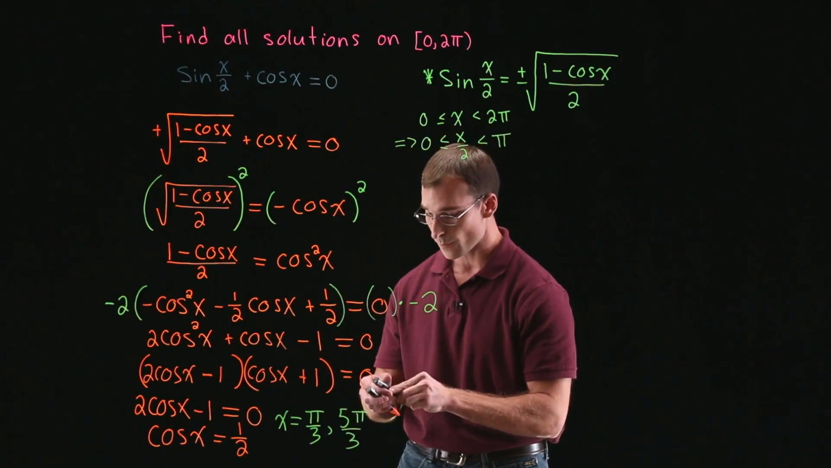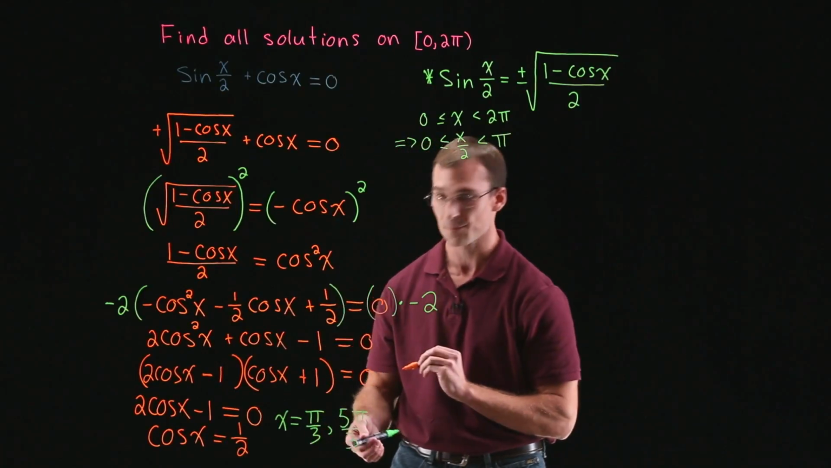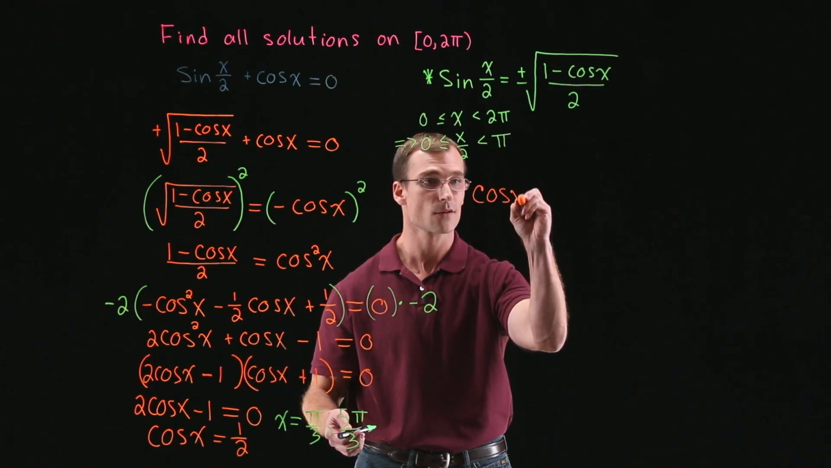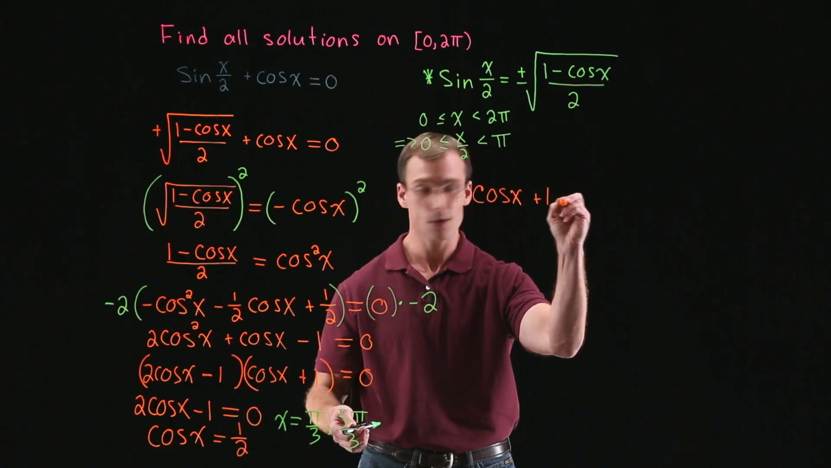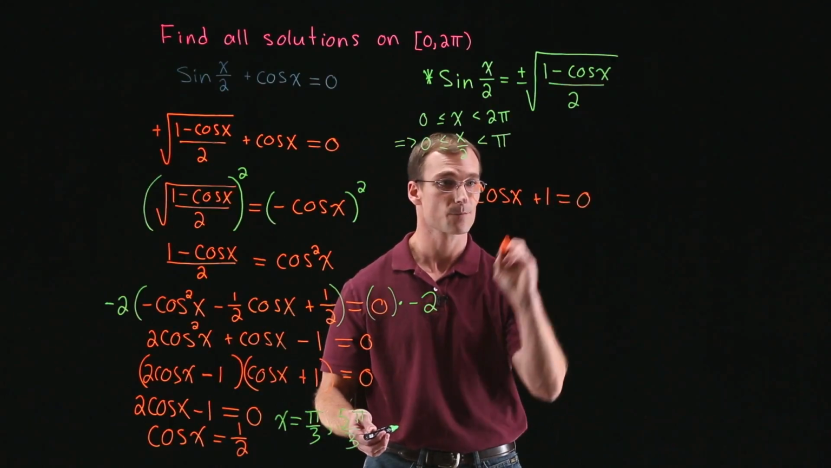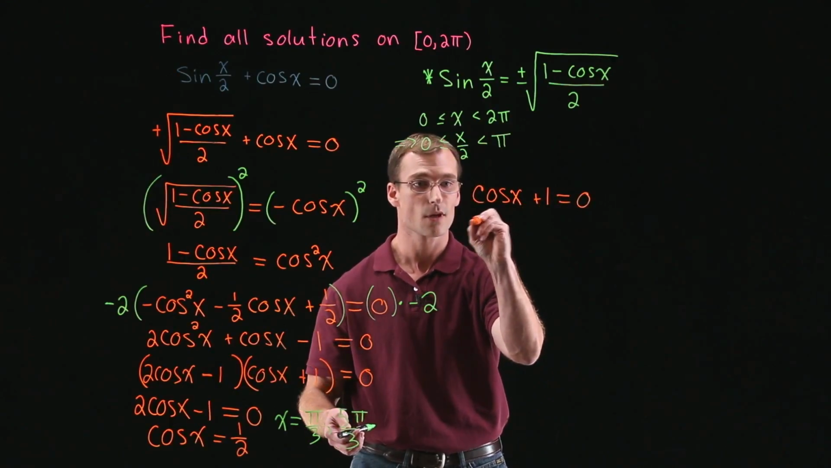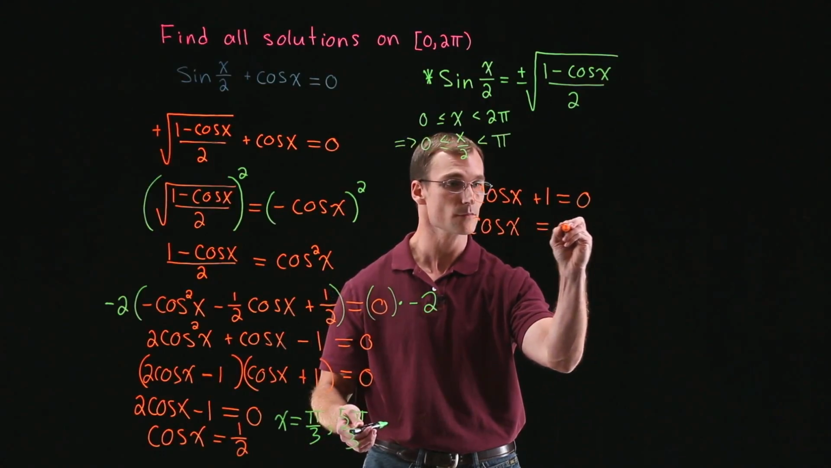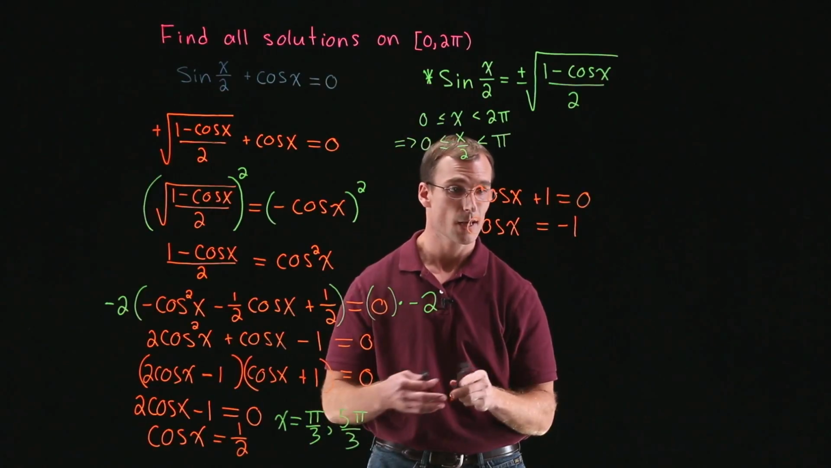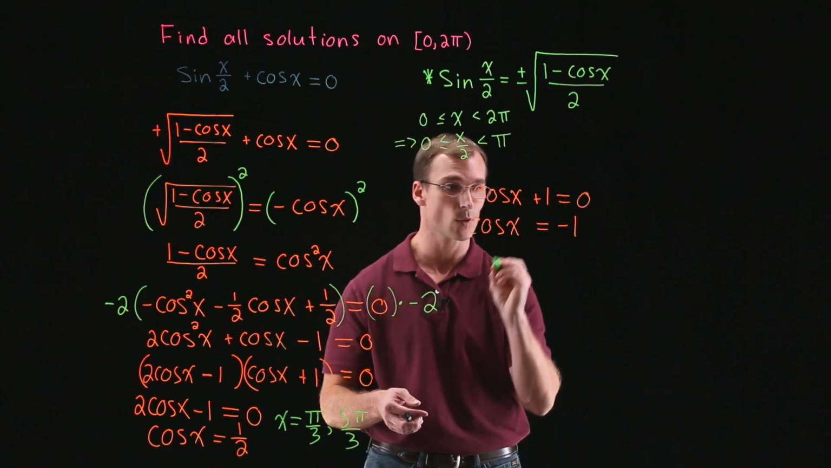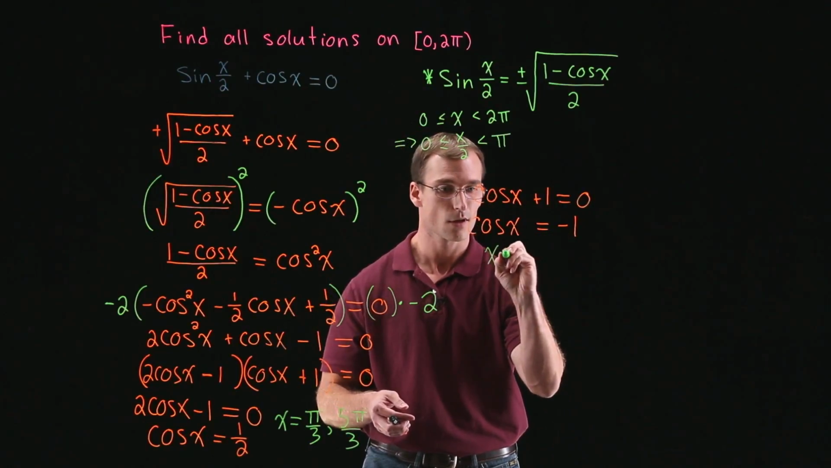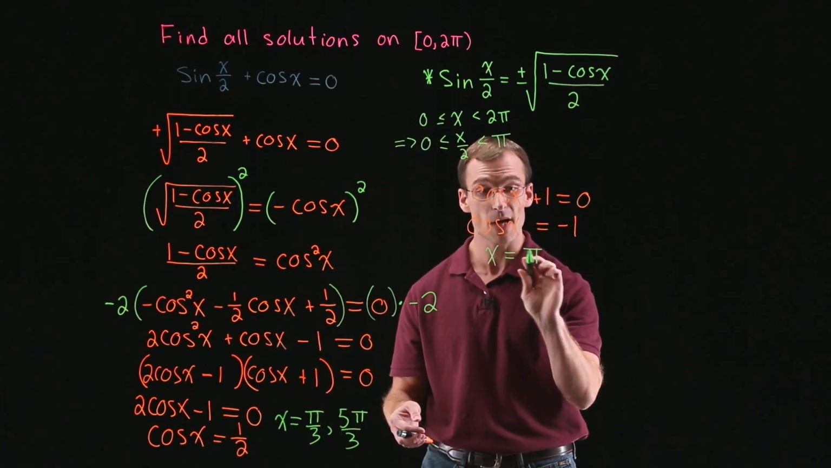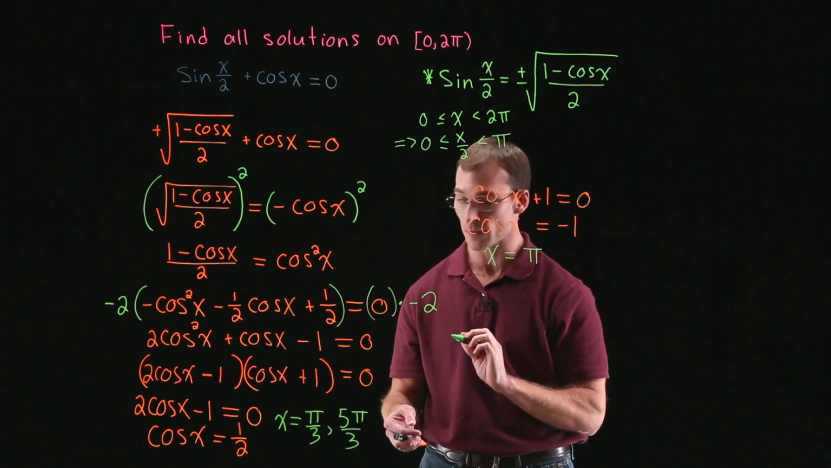Okay, now we're going to take a look at the next part. So let's look at our factor cosine x plus 1 equal to 0. Well, solve for this, subtract 1 from both sides. So we get cosine x is equal to negative 1. And what angle gives us a cosine value of negative 1? And again, x equal to pi is what gives us cosine of negative 1.